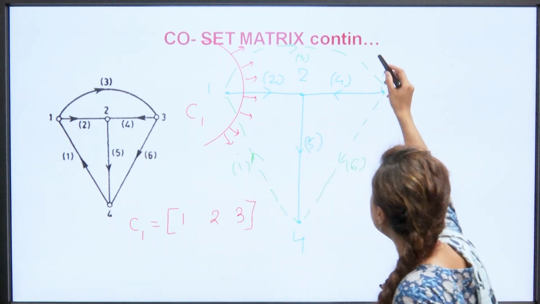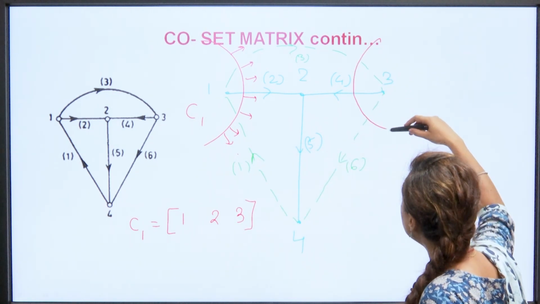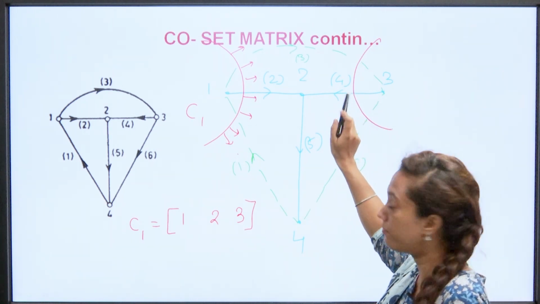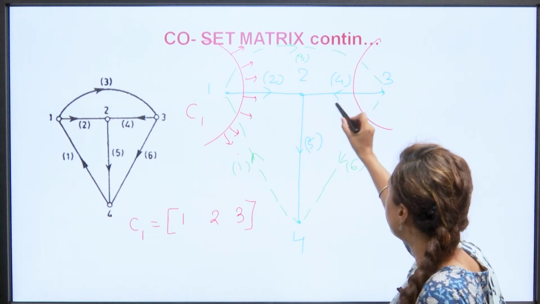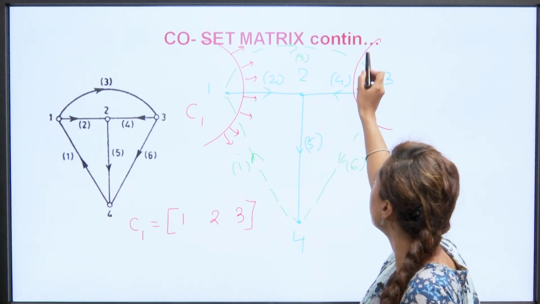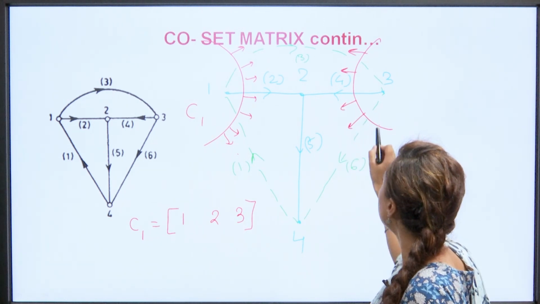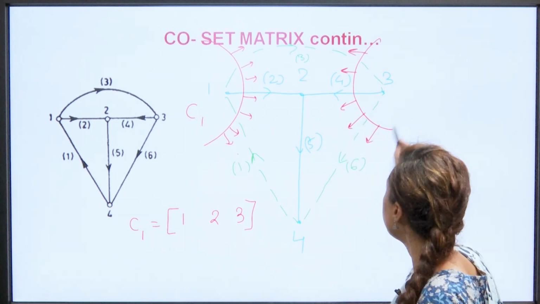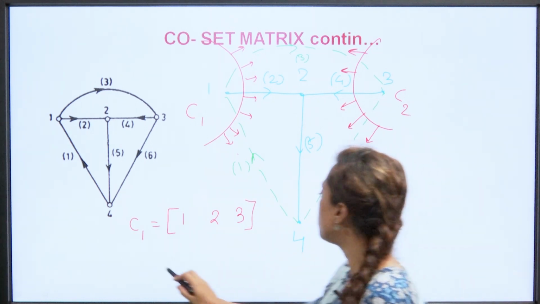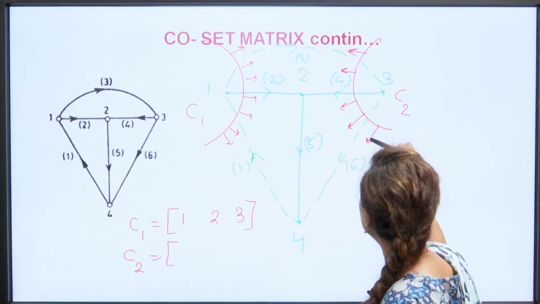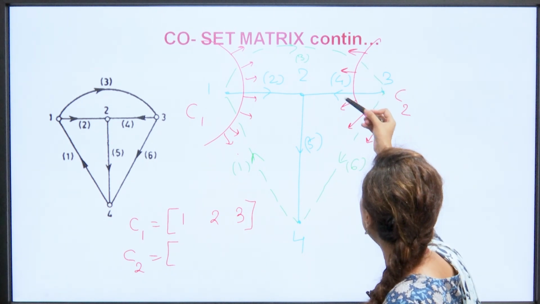Similarly, for the second cut set, we can say here is the second cut set which is passing through one twig, one branch of the tree, and its direction will be same as the direction of your twig. So, it is also outward as the direction of your branch number 4. This is C2. So, C2 is having branch number 3, 4 and 6.